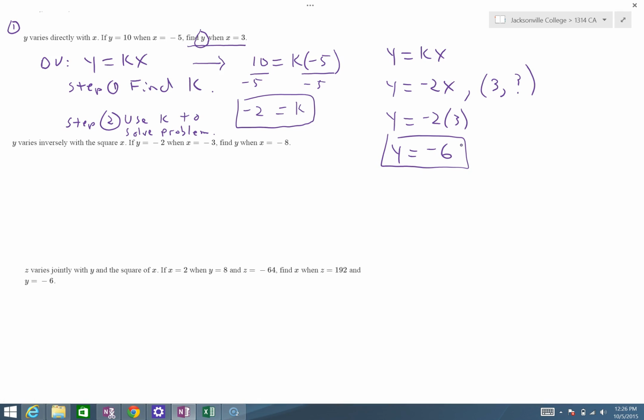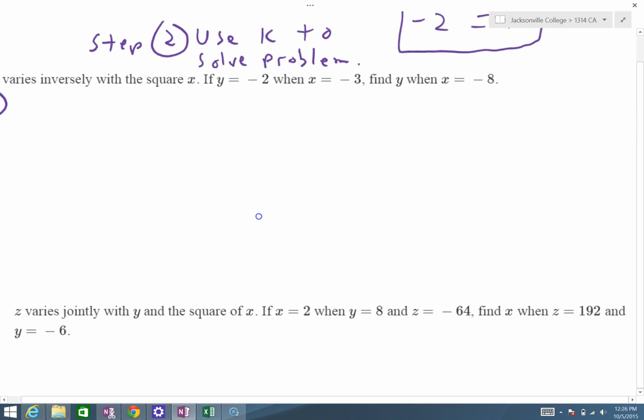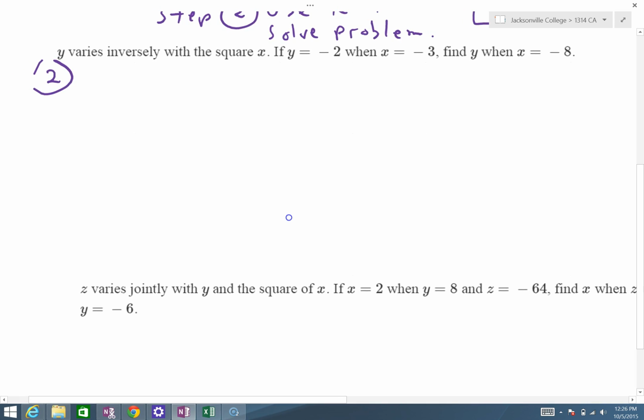All right. Number 2. It says y varies inversely with the square of x. If y equals negative 2 and x equals negative 3, find y when x is negative 8. All right. So we begin with our inverse variation form. Our inverse variation states that y is equal to some k divided by x. We're going to find this k. But this time it says inversely with the square of x. Since it's the square of x, I'm going to square this. Y varies inversely with the square of x. Now I can find my k.